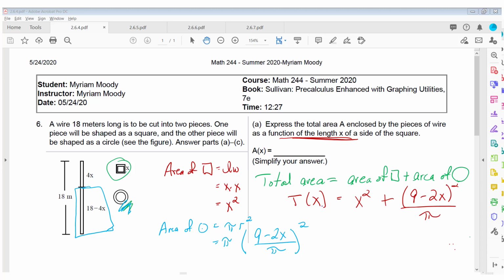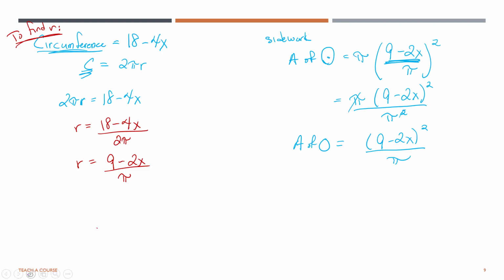Okay, loving it. Now, got a question, one more question for you on this one. So I'm going to throw a part B at you, okay? I want to know what the domain of this area will be. So part B, the domain of the total area. I'm like, well, how do I find that? You know, there's a couple ways you can do this.